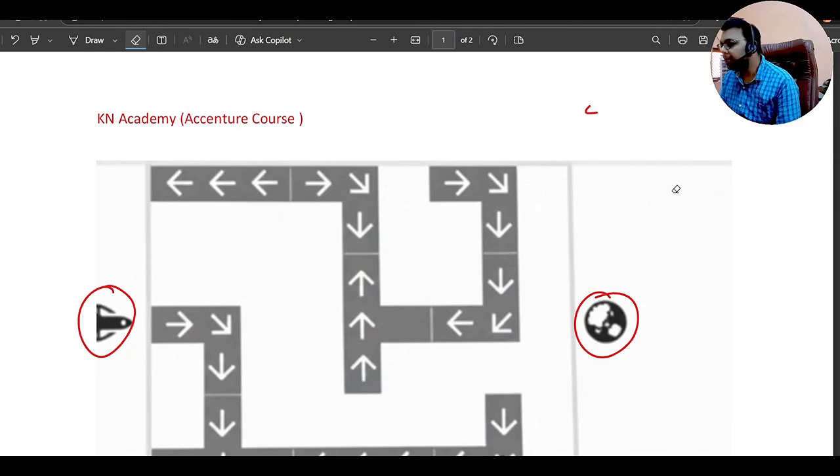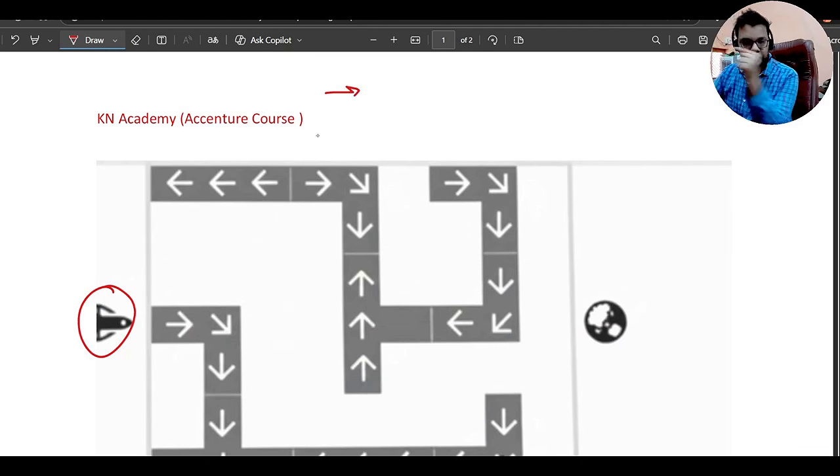There will be multiple arrows. Let's understand the arrows, then we will start with the game. The first arrow means we can move right. This arrow means we can move left. This arrow means we can move down. And this arrow means we can move up. Now understand three, four more arrows.